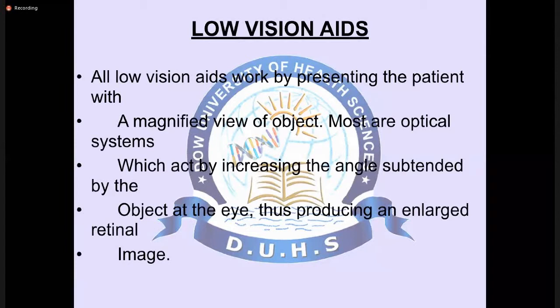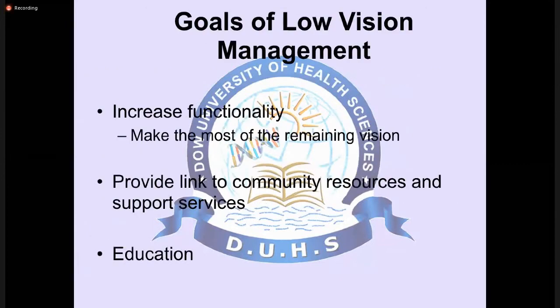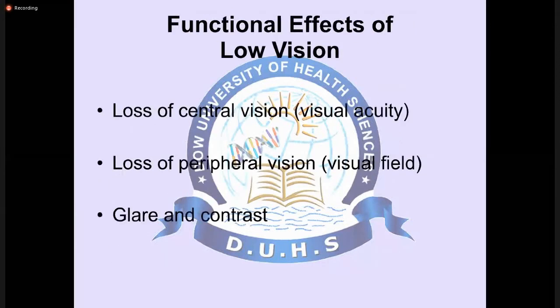All low vision aids work by presenting the patient with a magnified view of the object. Most are optical systems which act by increasing the angle subtended by the object at the eye, thus producing an enlarged retinal image. Goals of low vision management: to increase functionality, make the most of the remaining vision, provide links to community resources and support services, and education.